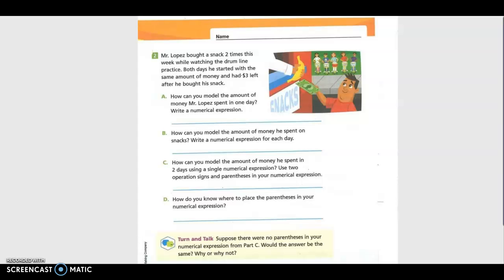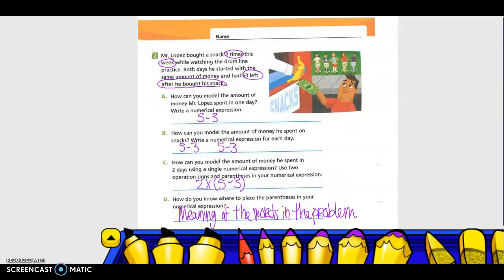Mr. Lopez bought a snack 2 times this week while watching the drumline practice. Both days he started with the same amount of money and had $3 left after he bought his snack. How can you model the amount of money Mr. Lopez spent in one day? Write a numerical expression. So we decided that our expression would be 5 minus 3 because it says this week. So we assume that that would be just during the week and not on the weekend.